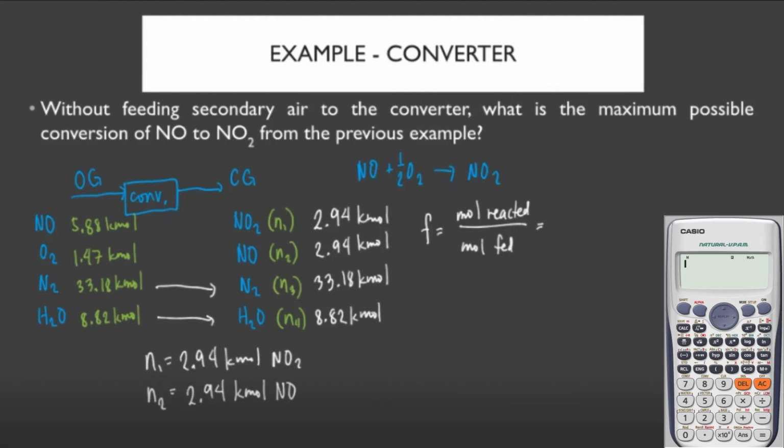So we say that this is NO in oxidation gases minus the NO in converter gases divided by the NO in oxidation gases. So this is fed minus output over fed. Substituting, we have NO in oxidation gases, or the feed, is 5.88, minus the NO in the outlet stream, 2.94, divided by the input, 5.88. The conversion is exactly 50%.